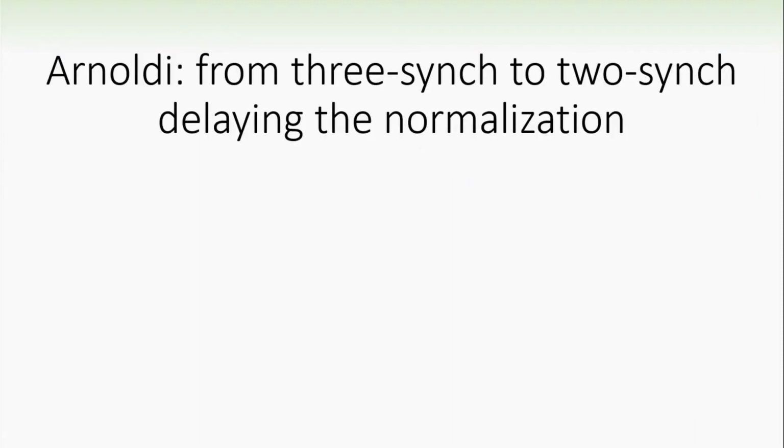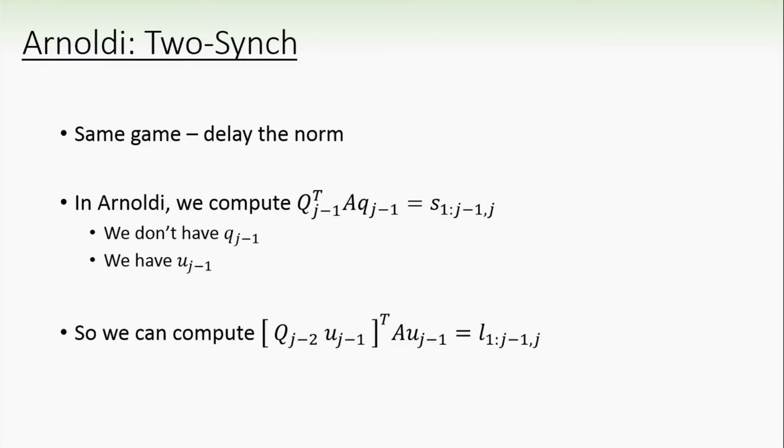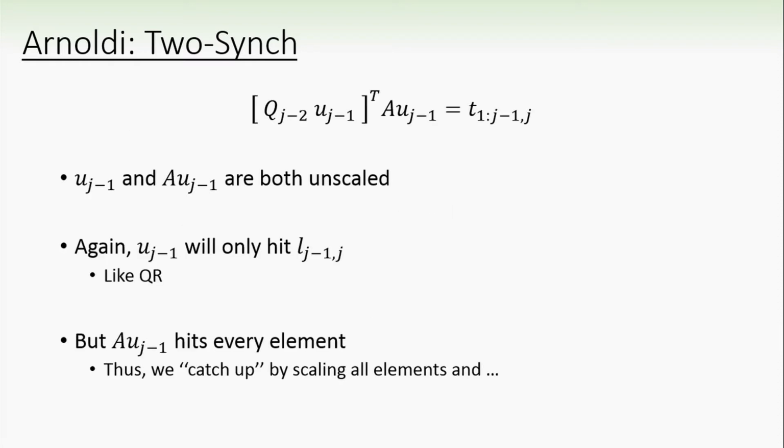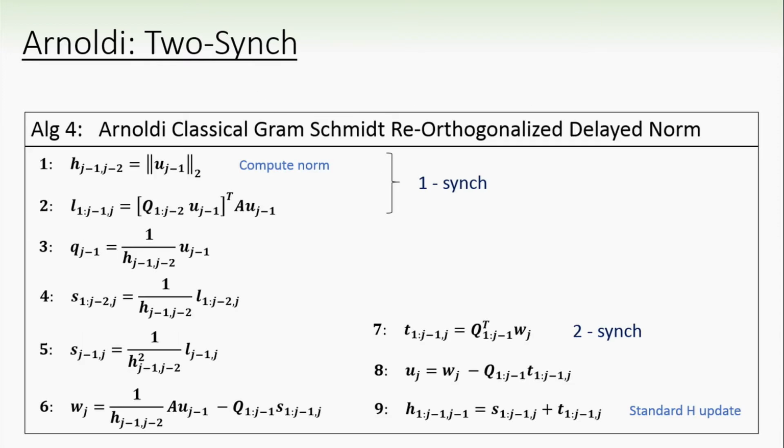In the context of Arnoldi, though, it starts to be a little bit different, not too much right away. So it's the same game. We delay the norm. But we want to compute, again, Q transpose AQ. So now we have twice unorthogonalized vectors. So both u_{j-1} and Au_{j-1} are unscaled. But that first inner product on the left, similar to QR, will only hit the last element. But the Au_{j-1} hits every element. And because of that, we do a similar scaling. We add steps 4 and 5, where we scale each element from that inner product, but that last element twice. So moving from 3 sync to 2 sync is not too bad.